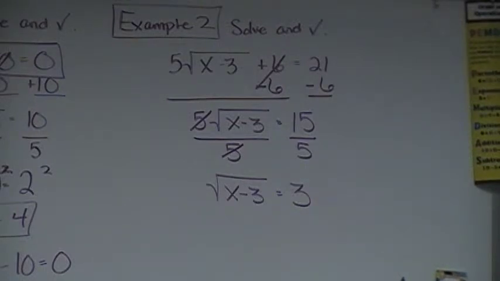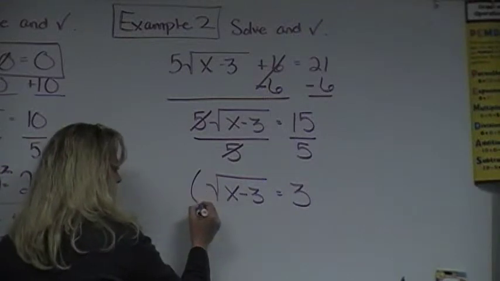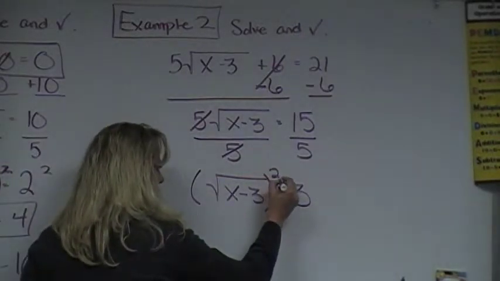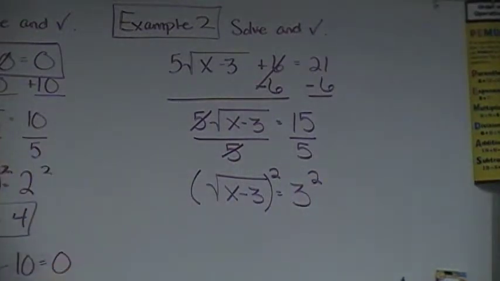How do we get rid of a square root? We square both sides. Now look at what I'm doing here. I'm going to put the radical in parentheses and square the whole thing, and then I square the 3, because whatever I do on one side, I do on the other. I have to square both sides of the equation.